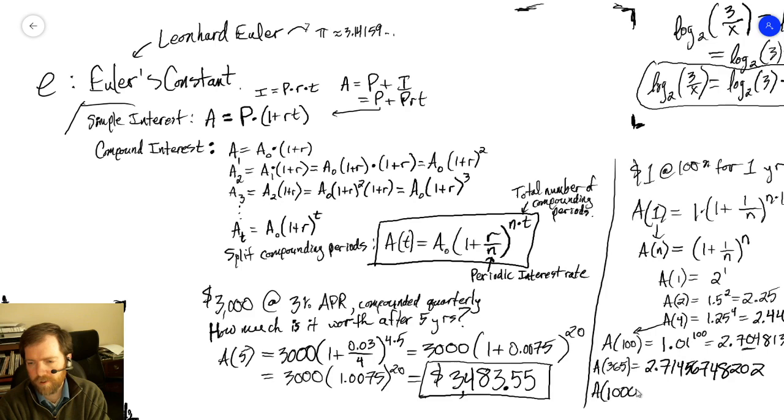So let's go to 1 million. With 1 million compounding periods in a year, we end up getting 2.71828046932, which again is starting to approach a specific value.